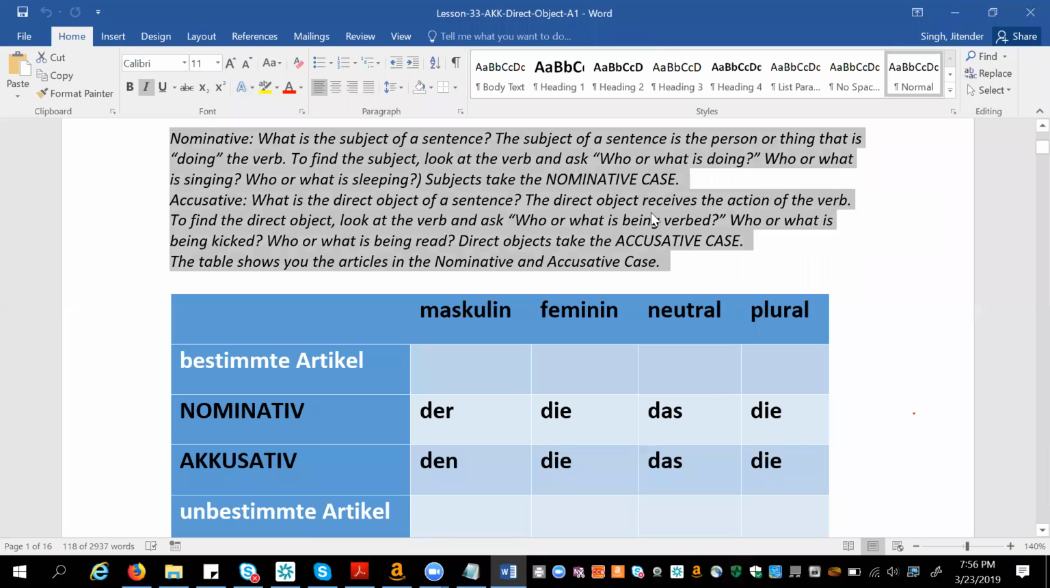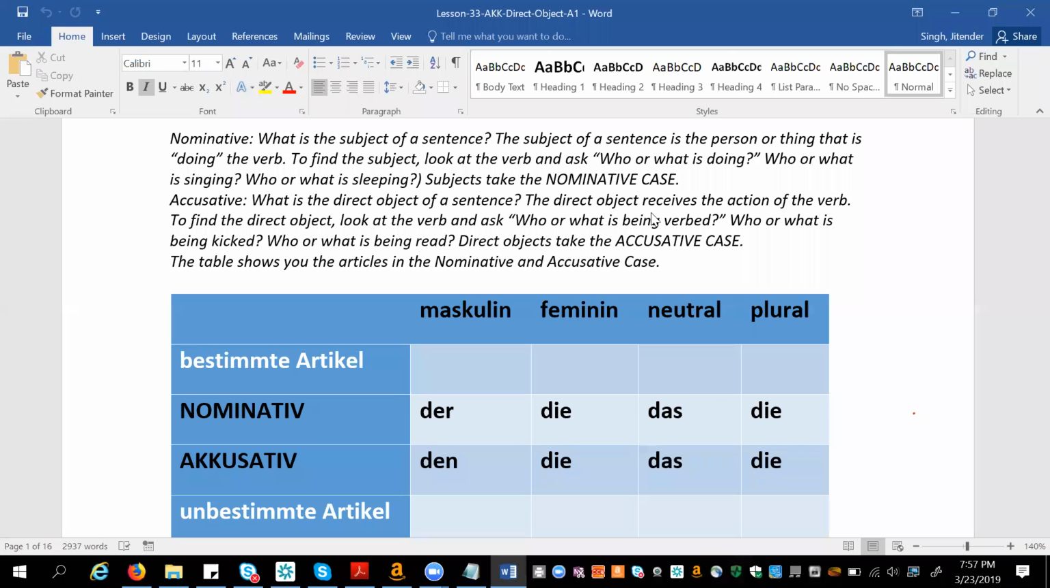Okay. Nominative. What is the subject of a sentence? The subject of a sentence is the person or thing that is doing the verb. To find the subject, look at the verb and ask who or what is doing, who or what is singing, who or what is sleeping. Subjects take the nominative case. I hope it is clear. Exactly, this is what I told you guys. The subject takes the nominative case in German. I am sleeping, you are sleeping, she's sleeping. I, you, she, all these are the subject, meaning the nominative case. Now let's talk about accusative.